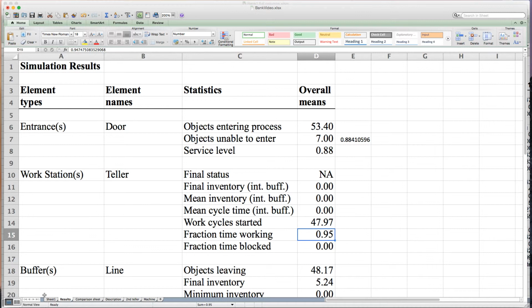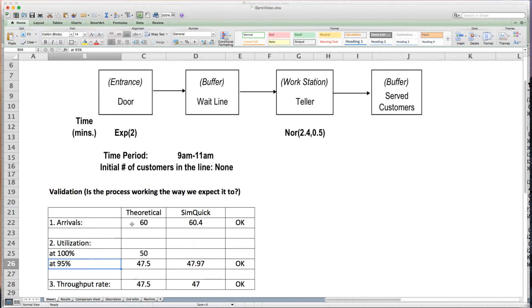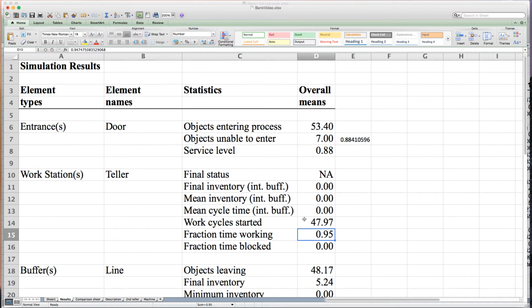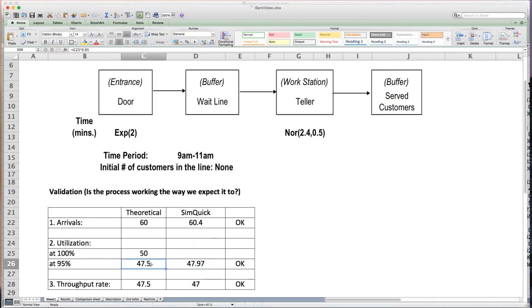Now, if I look again at my results and I look at my fraction of time working, that's 95%. So theoretically, if I'm working at 95% utilisation, that's going to be 50 customers multiplied by 95%. So 50 multiplied by 95% is 47.5. And if I look at SimQuick and I look at my work cycle started, so how many customers I got through, it's 47.95. So these are approximately equal. In theory, I should get through 47.5. The simulation is getting through 47.97. So we say it modelled it okay.